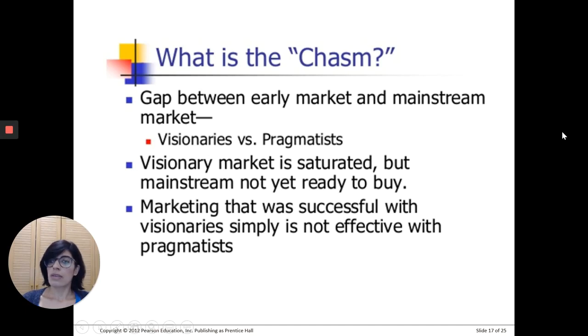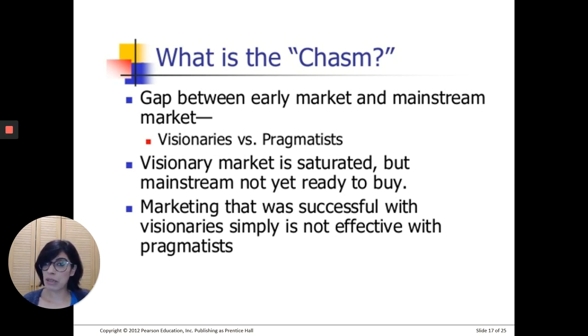Now let's have a look at what we call the chasm. The chasm is the gap between early market and mainstream market. So this is the idea of visionaries versus pragmatists. So these are the early adopters, okay? The visionaries are the early adopters, and the pragmatists are your mass market. The visionary market is saturated, but the mainstream market is not yet ready to buy. That's what the chasm is.